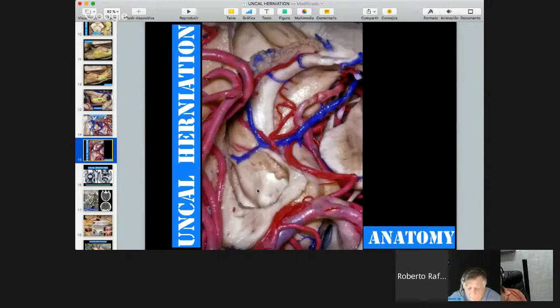This is the same. Here you can see the hippocampus, the amygdaline area, the fimbria here, and the inner area of the temporal lobe here. Posterior cerebral artery, middle cerebral artery, anterior choroidal artery here. This is the fimbria, the choroidal plexus here. It is an area with very rich vascularization.